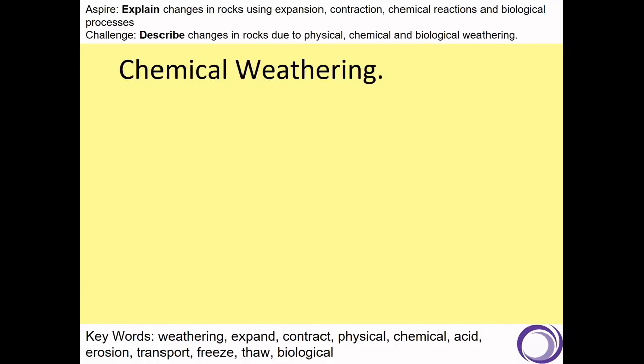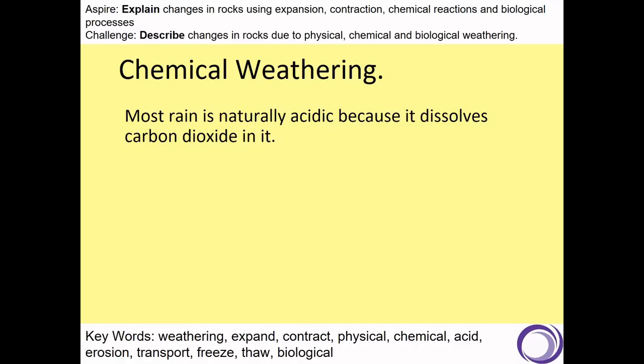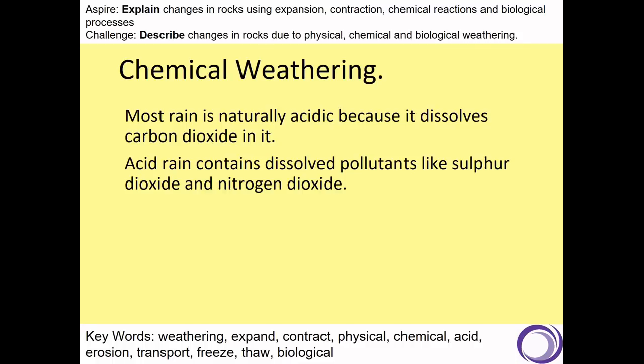So, chemical weathering. Most rainwater is naturally slightly acidic because it dissolves some of the carbon dioxide from our atmosphere into it. So it usually has a pH of slightly less than 7. Acid rain, however, contains dissolved pollutants like sulfur dioxide and nitrogen dioxide. Now, these have been produced in the last 200 years by our burning of fossil fuels. So sulfur dioxide and nitrogen dioxide are produced when we burn fossil fuels in power stations to generate electricity, and in all of our motor vehicles, such as cars, lorries, buses, aeroplanes, and so on.